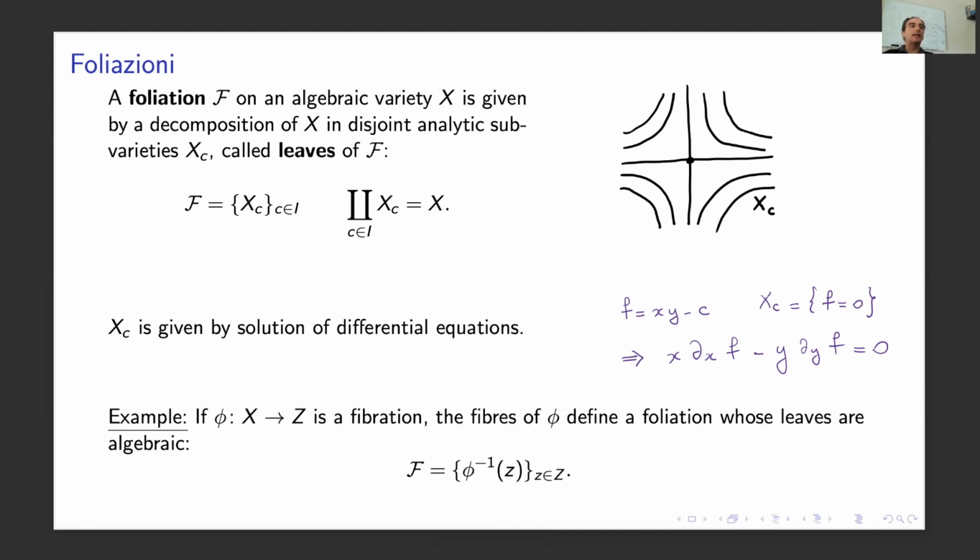So let's see instead an example, a very simple example. If we assume that X to Z is a fibration, in other words, a morphism with connected fibers, then each fiber is an analytic subvariety of X, possibly singular. And the union of these subvarieties is the whole variety X.